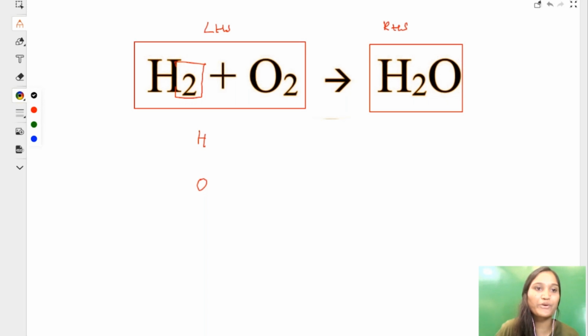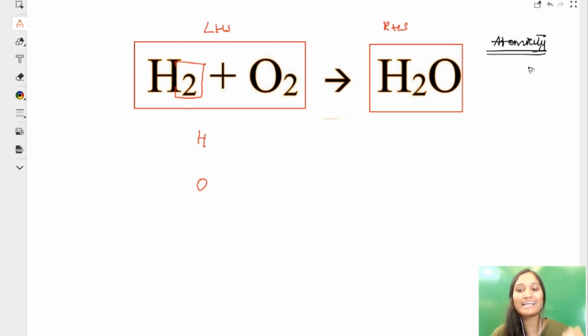I hope you all remember a concept called atomicity. What is atomicity, people? Atomicity is nothing but the number of atoms present in one molecule. Correct? Do you all remember atomicity? It is always represented as a subscript at the bottom of the chemical formula. Since we are talking about H2, see, this is 2. Atomicity of hydrogen is equal to 2.